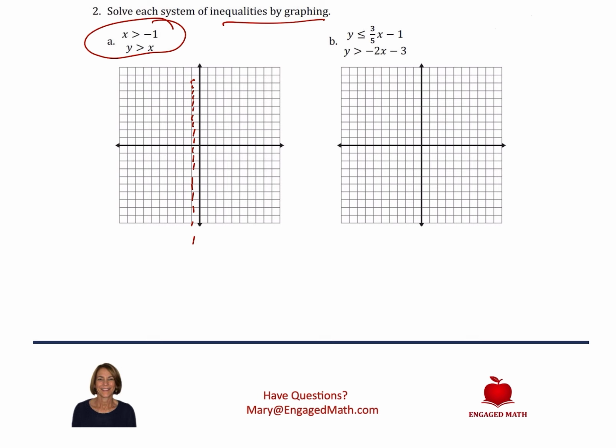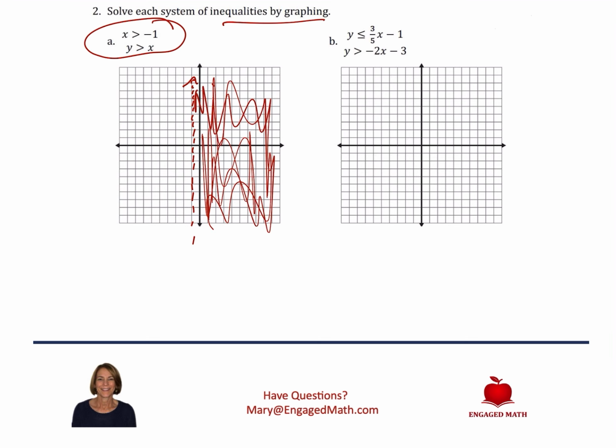To shade that portion, I'm going to put arrows at the top and the bottom to indicate that we keep going. But the only points that work, let's draw that a little bit better, are on the right-hand side of the graph. And all these points work.